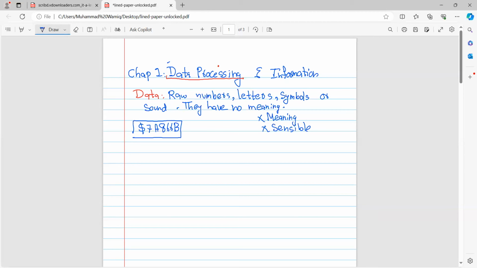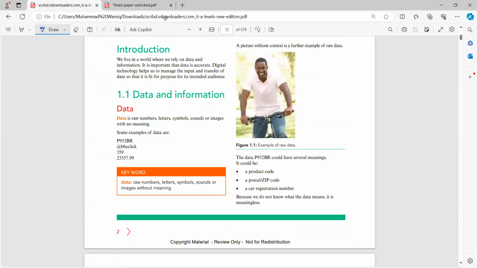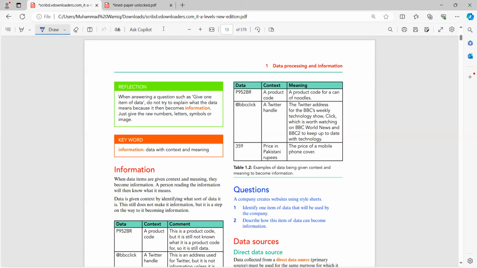But if I give it some sort of meaning, for example if I say that this is a product code, or a serial number of something, then when I give the data a meaning, it becomes meaningful. At first, this data isn't going to be very sensible, but when I give it a meaning, then it becomes so. For example, a product code, a car registration number, or even a postal code. You can stop me anytime if you have any queries.